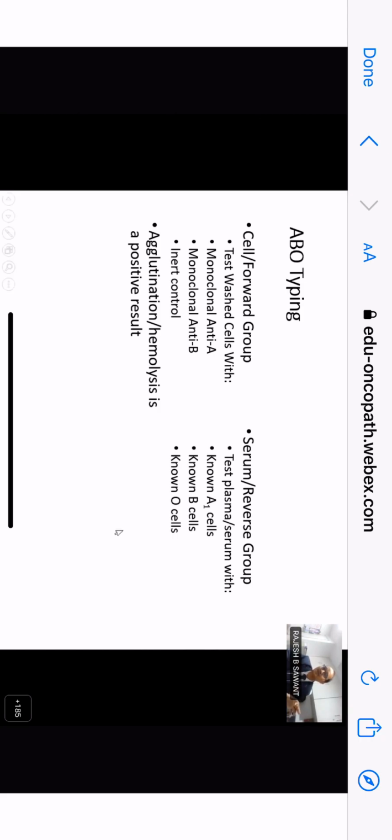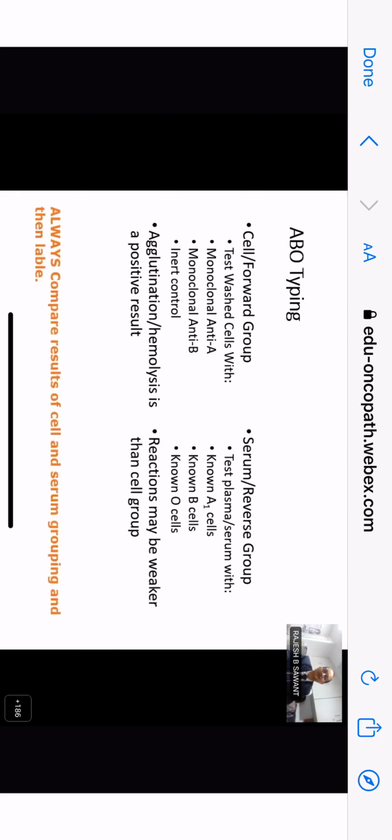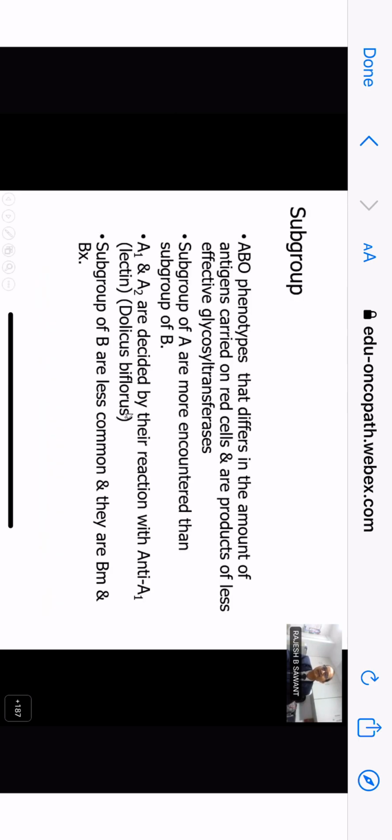So you have these pooled cells in your laboratory and you add the plasma or the serum of the patient or the donor whom you are testing. And what is the end point of this testing? It is agglutination or hemolysis, which is considered a positive result, right? So the take home here is always compare the results of your cell and serum grouping and then label the blood group. The next important aspect here is the subgroups.